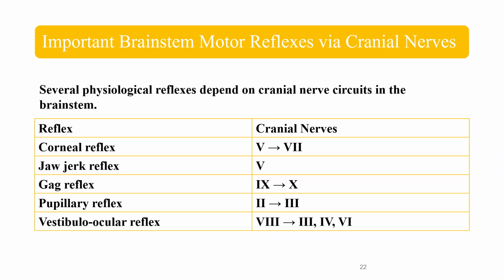There are other brainstem motor reflexes that are carried through the cranial nerves. For example, the corneal reflex. The corneal reflex is mediated by cranial nerve number 5 to cranial nerve number 7. Then we have the jaw jerk reflex that is mediated by cranial nerve number 5. Gag reflex through cranial nerve number 9 to 10. Pupillary light reflex, cranial nerve number 2 to 3. And the vestibulo-ocular reflex, cranial nerve number 8, gives fibers to the cranial nerve nuclei 3, 4 and 6. So remember, they are very basic reflexes and they are acting through the cranial nerves, which are again located in the brainstem.